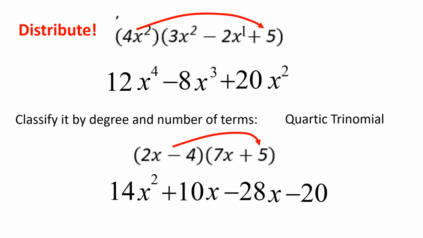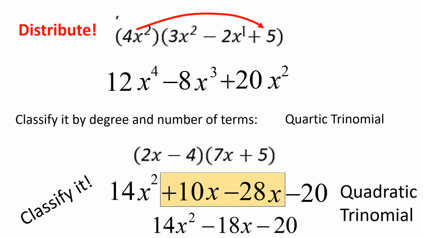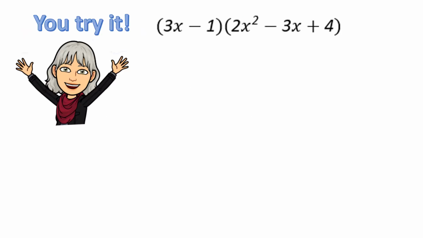But now I have to look at this and combine any like terms. My middle terms are going to be my like terms. The like terms are terms that have the same exponent. So these both just have x's. So I can combine that for 14x squared plus 18x minus 20. If I'm going to classify this, the degree is 2, so it would be a quadratic, and there are 3 terms, so trinomial. So a quadratic trinomial. Why don't you put the video on pause and do this one yourself and see if you get it right.